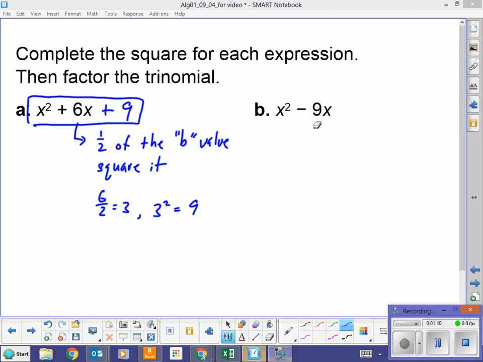Same thing here. Half of 9 is 4.5. So we're going to do this with a fraction. So 9 halves. Half of 9 is 9 halves. Right? And squared, I'd have 81 fourths. So plus 81 fourths. And I've completed the square.